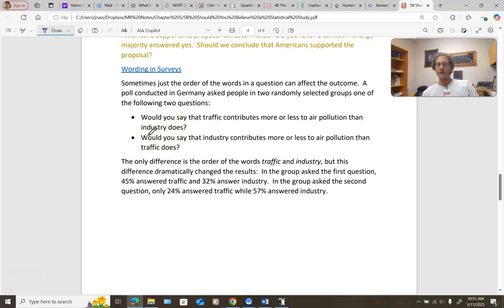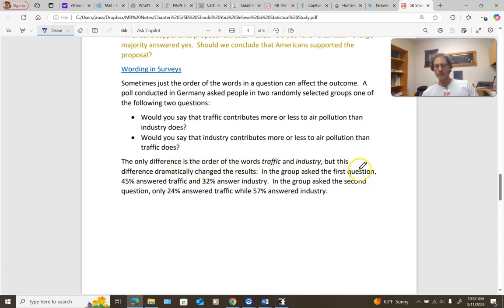And then they reworded it. It's really the same question, but the order's different. They reworded it to say, would you say that industry contributes more or less to air pollution than traffic does? And they got different responses. The only difference is the order of the words traffic and industry in these two questions. But this difference dramatically changed the result.